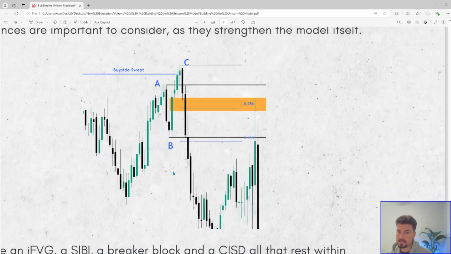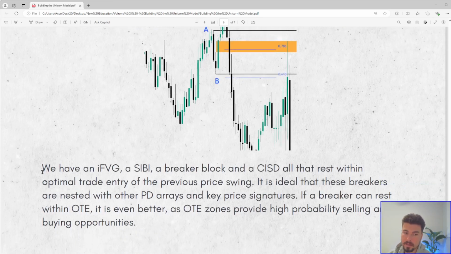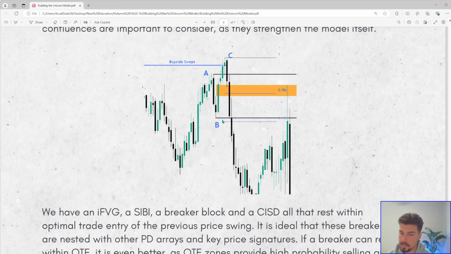So even though, yes, this is a unicorn model, it's about pairing these confluences: OTE, sweeping time-based liquidity, inversion fair value gap, BPR, order block supporting price, breaker block supporting price. Where do these things sit? They sit in OTE. So we talk about it here, right? We have an inversion fair value gap, a sell-side imbalance, a breaker block, a change in the state of delivery when price closes below these up-close candles. We have a CISD, which is important.